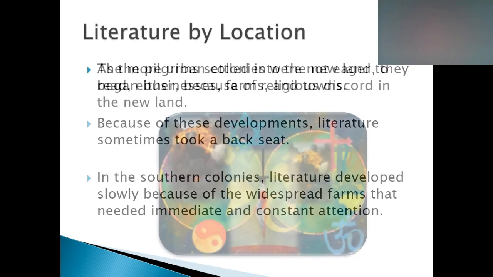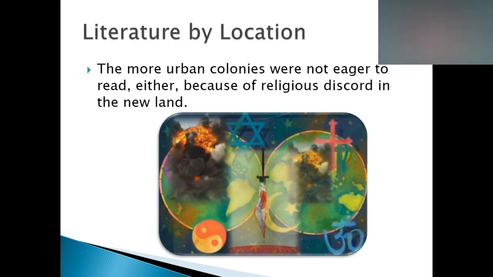They want to make sure that they can live. The more urban colonies, again, New England, parts of the middle colonies, weren't really focused on reading either, but they made sure they kept an eye on it. Their focus, though, wasn't so much on farming. It was more the religious discord that had come over.